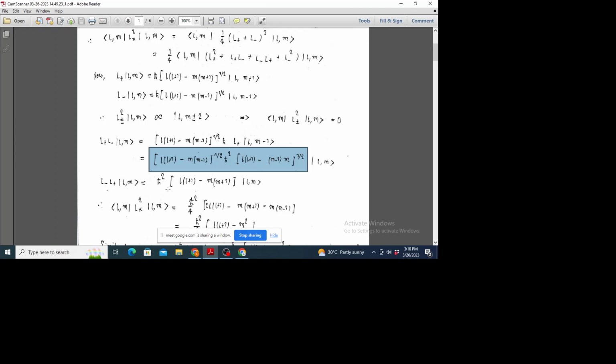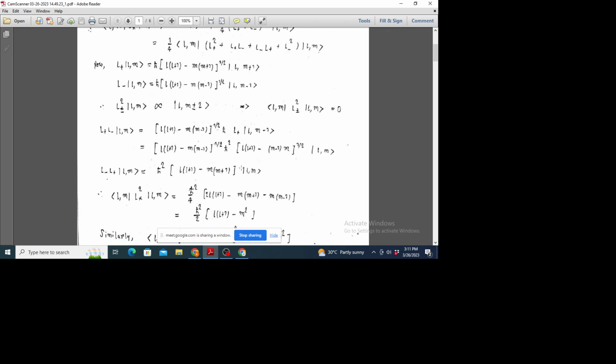So these are equal. The square root will be squared, and you will get this thing to the power 1. Similarly, L minus acting on L comma M will give you this. Proceed in exactly similar fashion and you get this result.